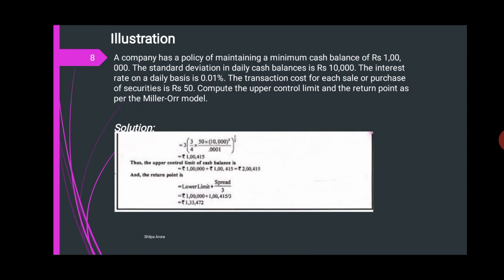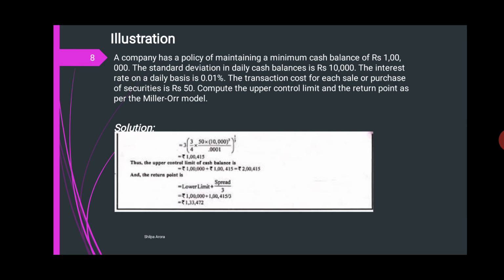This is a practical example to illustrate the Miller-Orr model. According to your course, a practical is not there particularly for this model, but to understand the concept, it has been included here. A company has a policy of maintaining a minimum cash balance of rupees 1 lakh. The standard deviation in daily cash balances is rupees 10,000. The interest rate on a daily basis is 0.01%. The transaction cost for each sale or purchase of securities is rupees 50. Compute the upper control limit and the return point as per the Miller-Orr model.